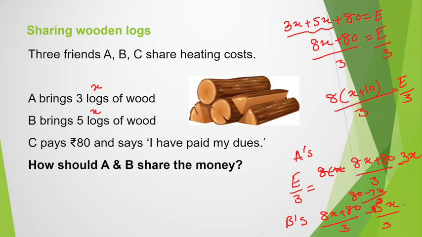Which is equal to 8x. What is 8x? Cost of 3 logs and cost of 5 logs. No, it should not be 8x. It should be only equal to his share of logs. So basically, it should only be equal to 2 2/3 plus 2 2/3 logs. Got it?